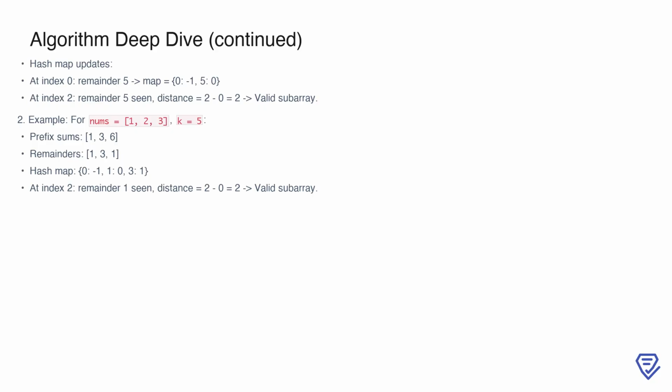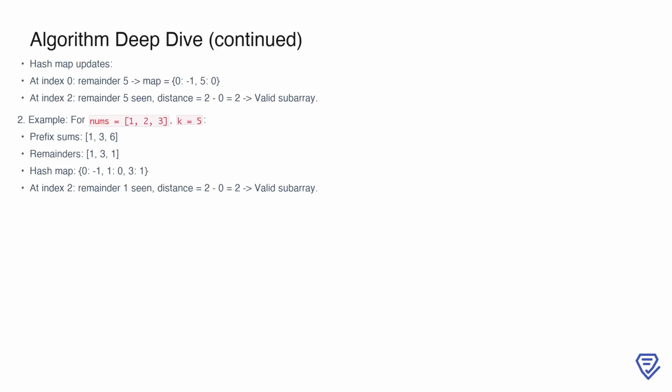To visualize the algorithm, consider the example where nums equals [23, 2, 4, 6, 7], and k equals 6. We calculate the prefix sums as 23, 25, 29, 35, 42, and the remainders modulo 6 as 5, 1, 5, 5, 0. Using the hash map, we track the first occurrence of each remainder. At index 0, we add remainder 5 to the map. At index 2, we encounter remainder 5 again, and the distance between the current index and the stored index is 2, indicating a valid subarray.